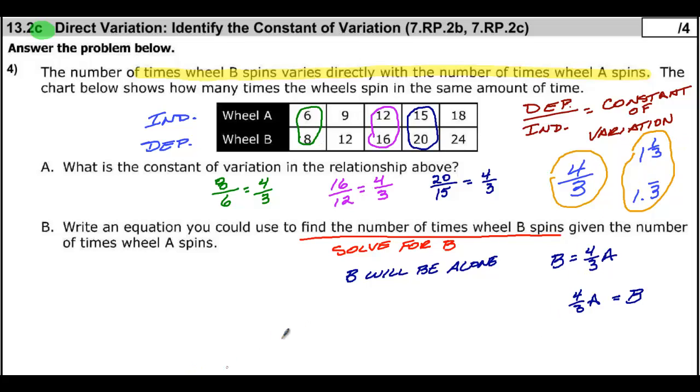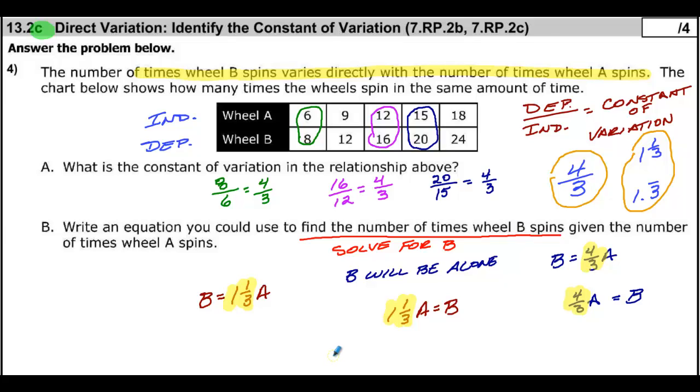If you had selected this other form and you wrote it as 1 1/3, all right, let me just clear that up a little bit so it's easier to read. There you go. It could be 1 1/3 A equals B. It could be B equals 1 1/3 A. The form of the constant of variation does not matter, whether you show it as a fraction, a mixed number, or a decimal. The key is you're solving for B.